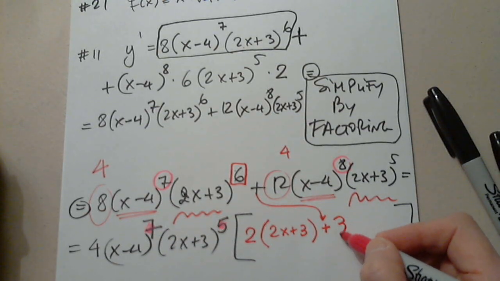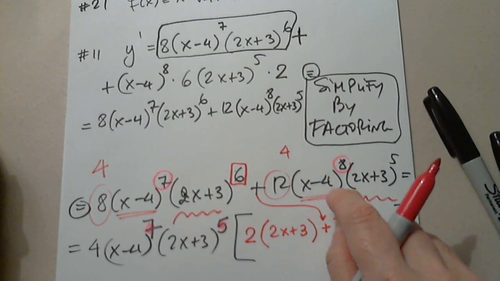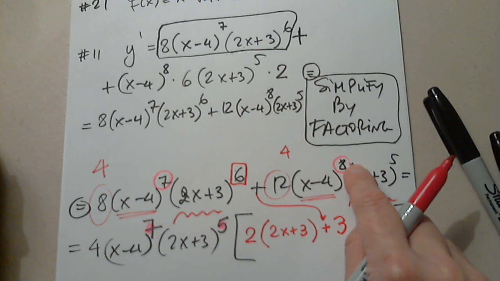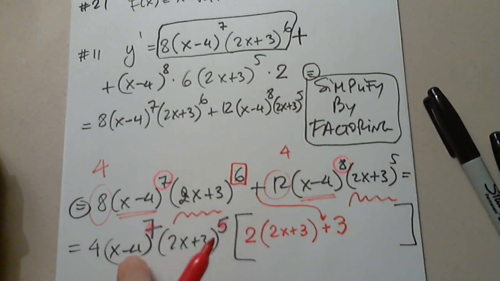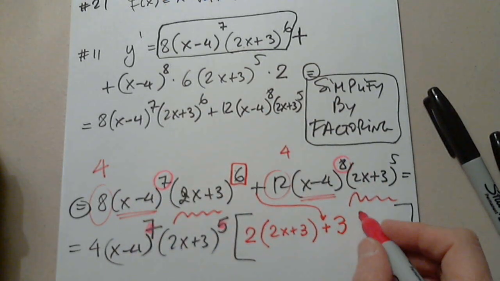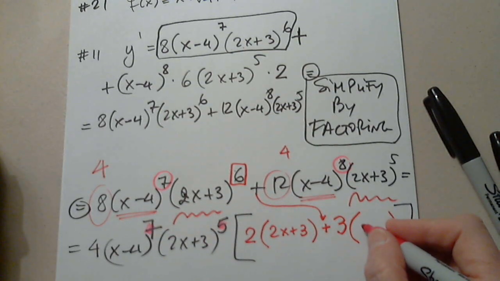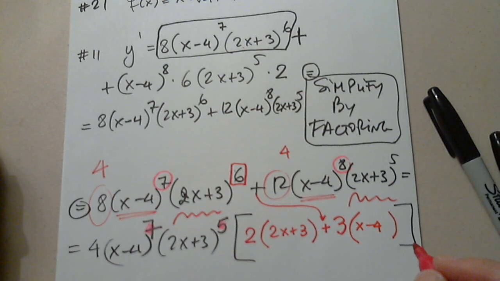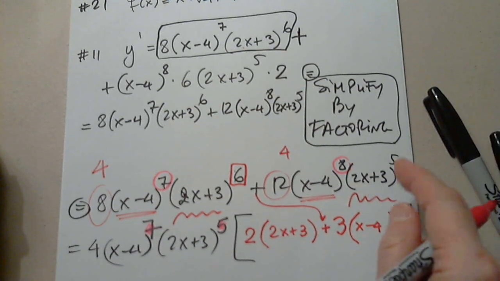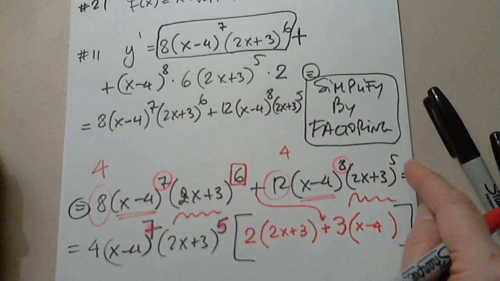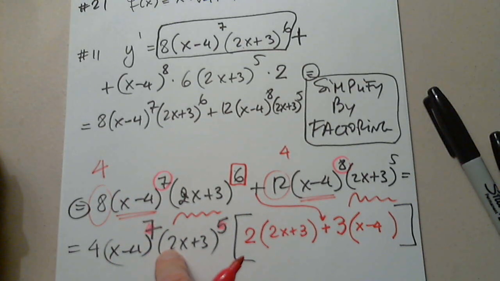3. Excellent. Now, x minus 4, I had 8. I pulled in front 7 of those. How many more are left inside? 1. Exactly, on x minus 4. Look at the last one. 2x plus 3 to the 5th, but I took all of them in front. So there is nothing left here.